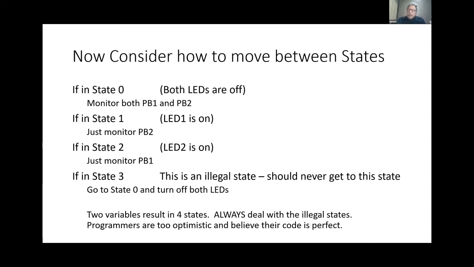So you ask the question, can I get around this loop in 10 milliseconds? The answer is yes, because you don't have to process all that much code for each loop. You're only processing the relevant bit of code. So if I'm in state 2, which is LED 2 is on, I'm only interested in button 1 being pressed. And then you also do all the illegal states.